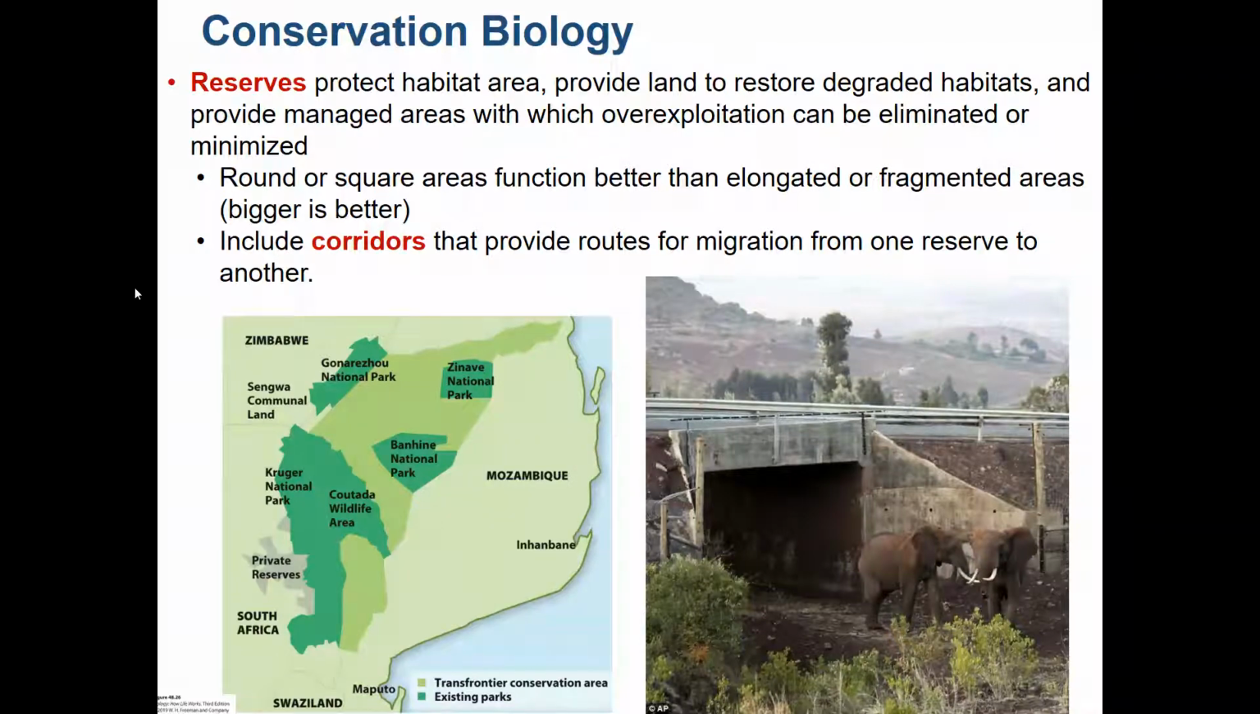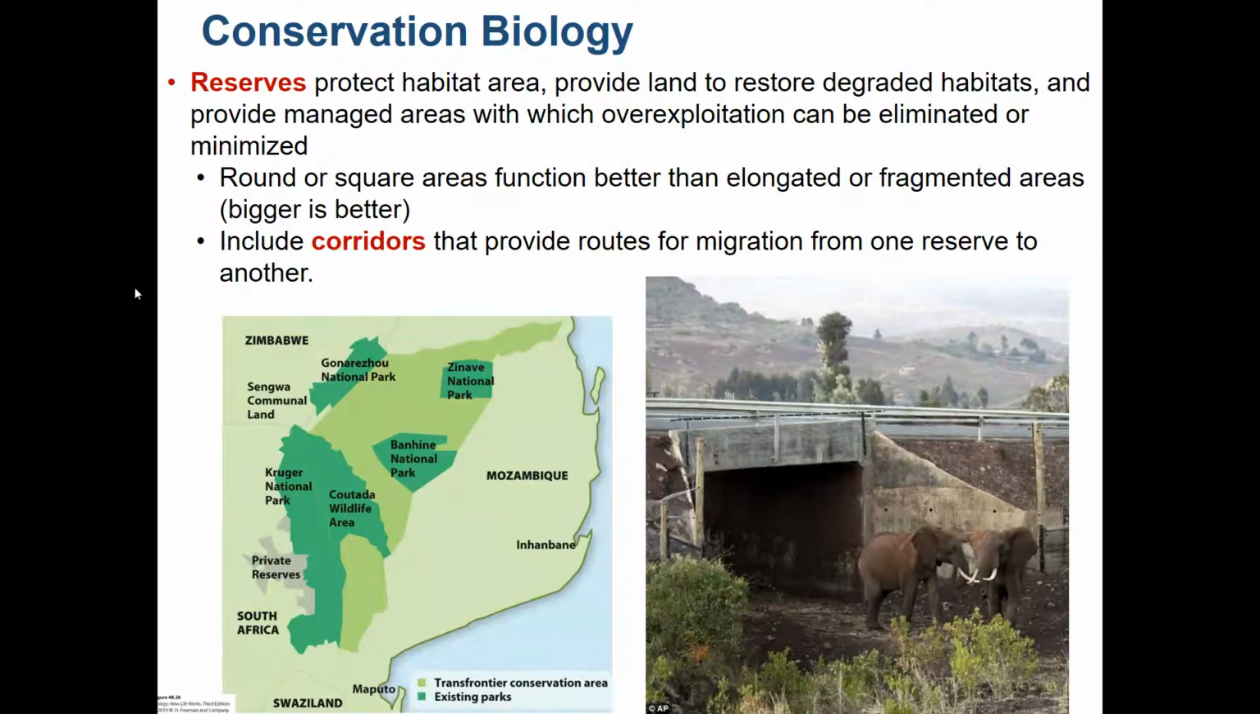We are going to talk at the end of the lecture about a successful breeding program that happens at the Cincinnati Zoo. One key component of targeted conservation efforts acts to conserve many species at once, protecting and restoring ecosystems. So by trying to make one species protected, it actually ends up benefiting the entire ecosystem. Reserves protect habitat area, provide land to restore degraded habitats, and provide managed areas with which overexploitation can be eliminated or minimized.